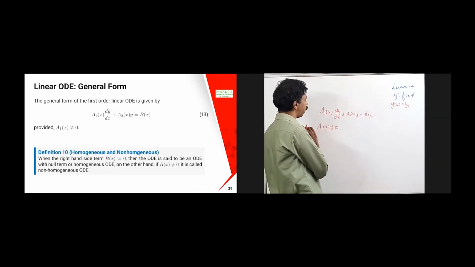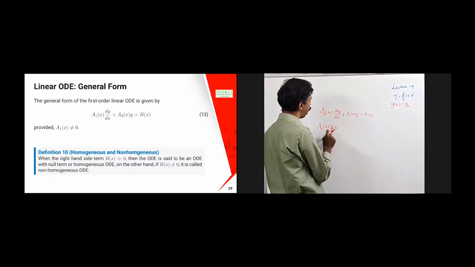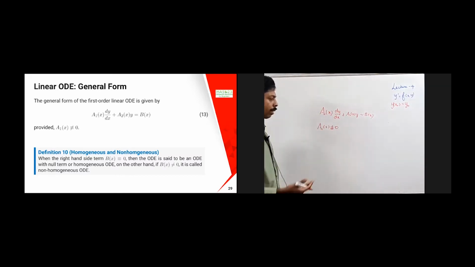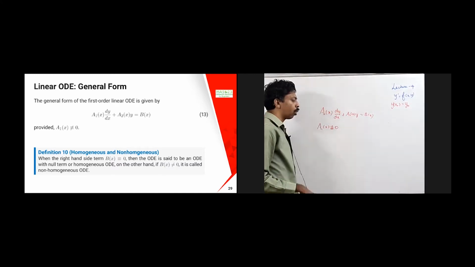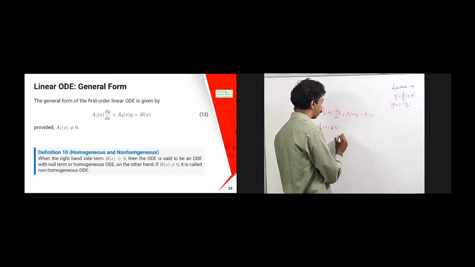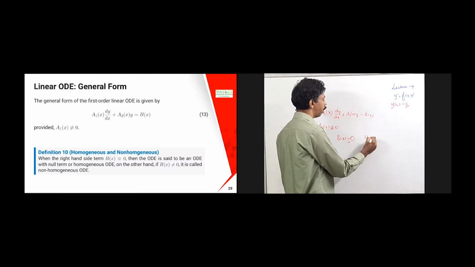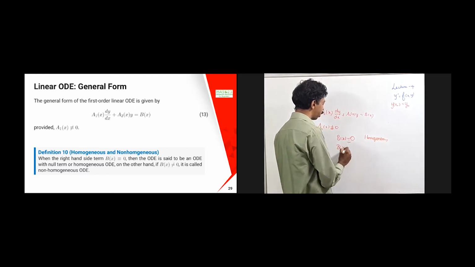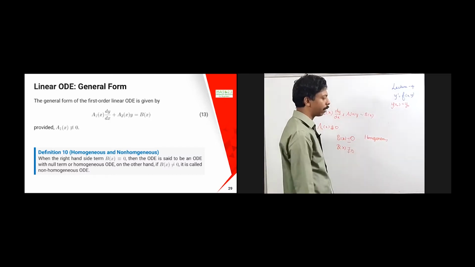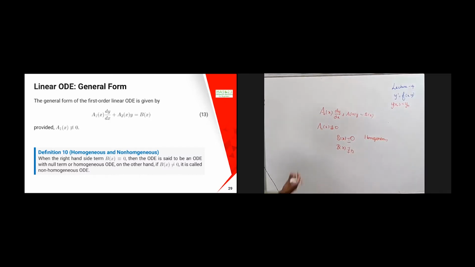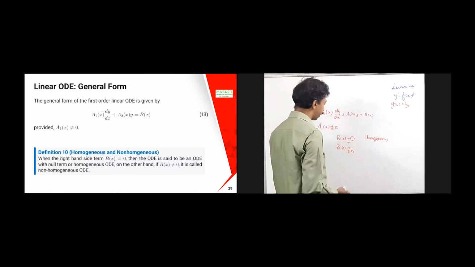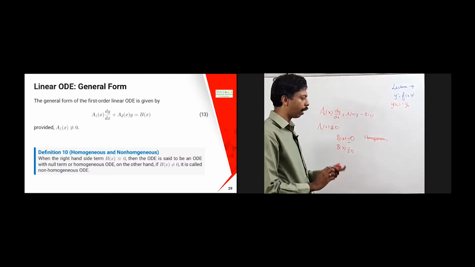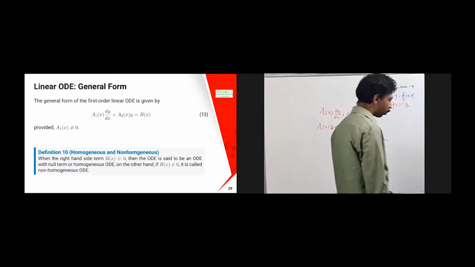So if this is not identically equal to 0, then we say that it's a first order linear ODE. If the p of x on the right hand side is identically 0, then we say that this is a homogeneous ODE. If it is not identically 0, then we say that it is a non-homogeneous ODE. So if the right hand side p of x is not equal to 0, it's called a non-homogeneous ODE.